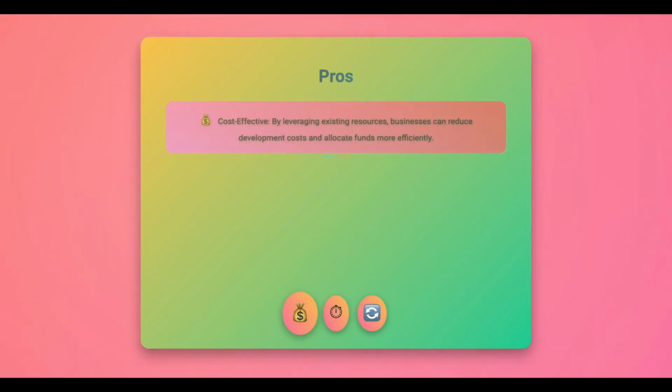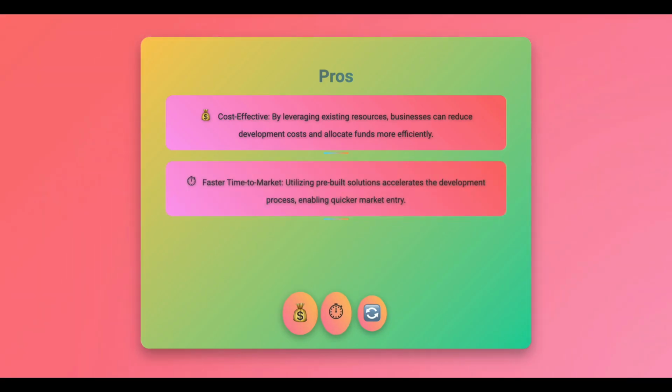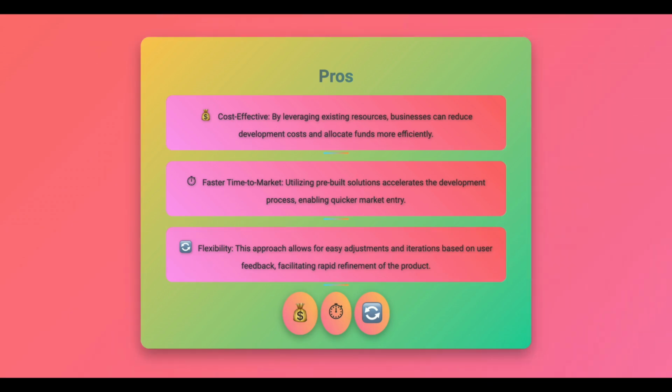Pros: cost-effective. By leveraging existing resources, businesses can reduce development costs and allocate funds more efficiently. Faster time to market. Utilizing pre-built solutions accelerates the development process, enabling quicker market entry. Flexibility. This approach allows for easy adjustments and iterations based on user feedback, facilitating rapid refinement of the product.